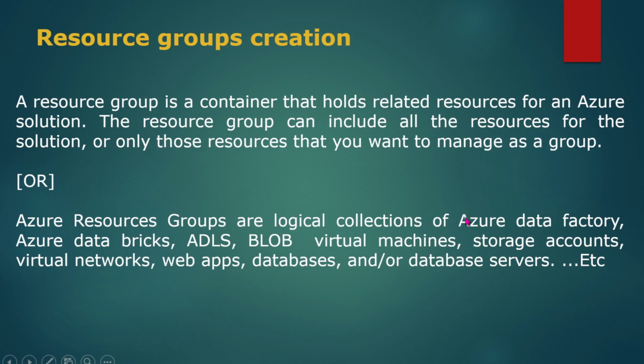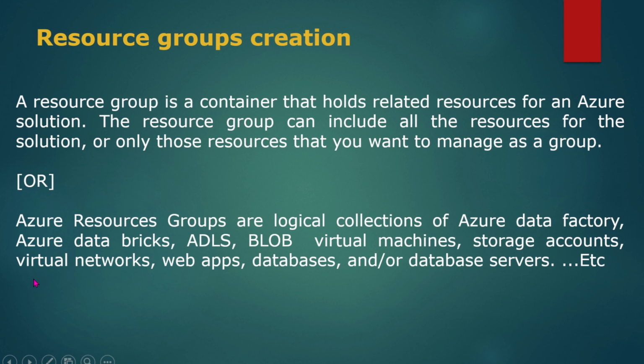You can see the logical collections here, like ADF and ADB. These are all different services, or what we call resources: Azure Data Factory, Azure Databricks, and Azure Data Lake Storage. Under Data Lake Storage, we have Generation 1 and Generation 2, also called ADLS Gen 1 and Gen 2. Gen 1 is deprecated and no longer used, so the current version is ADLS Gen 2. Then we have Blob, virtual machines, and storage accounts. ADLS Gen 1, Gen 2, and Blob are all storage accounts.